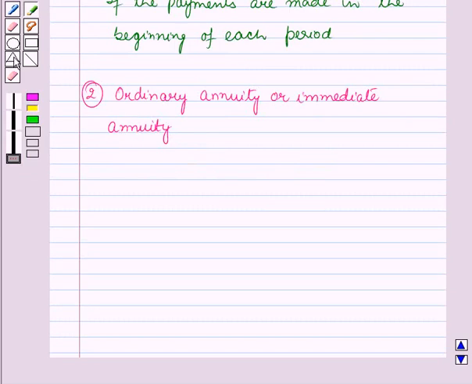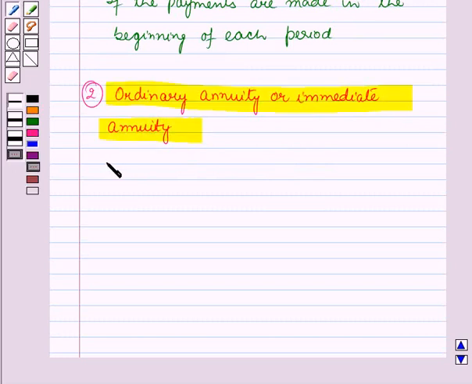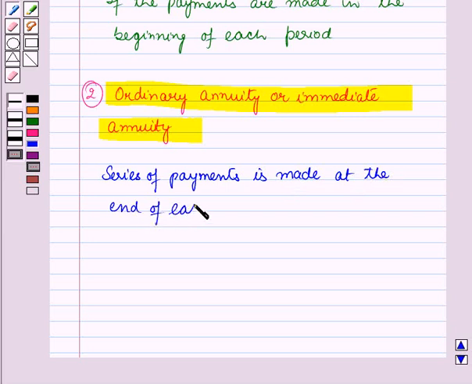Now the second type is ordinary annuity or immediate annuity. Now in this type of annuity, a series of payments of equal value is made at the end of each period. For example, a personal loan from a bank.